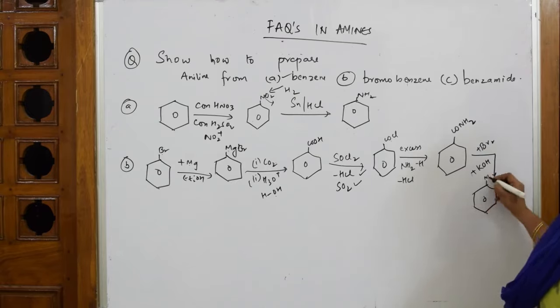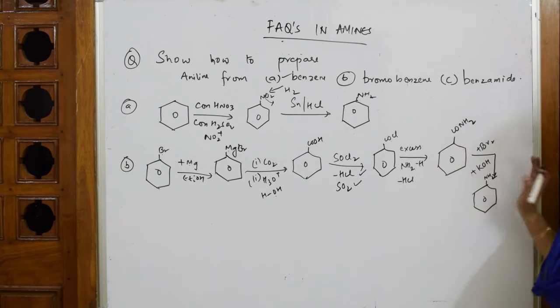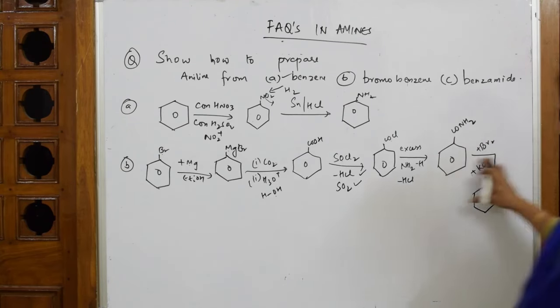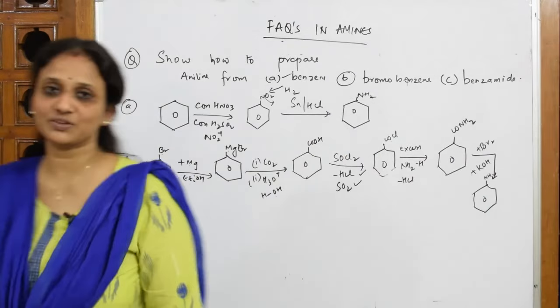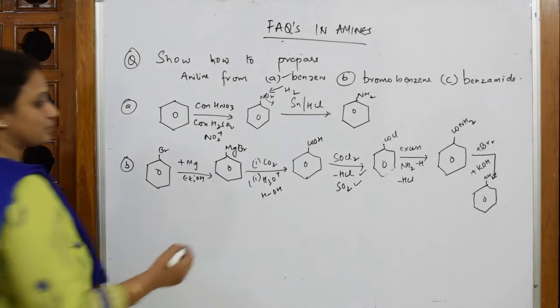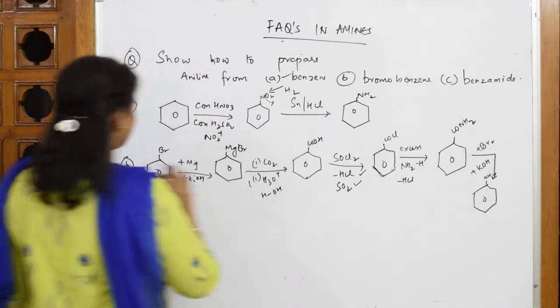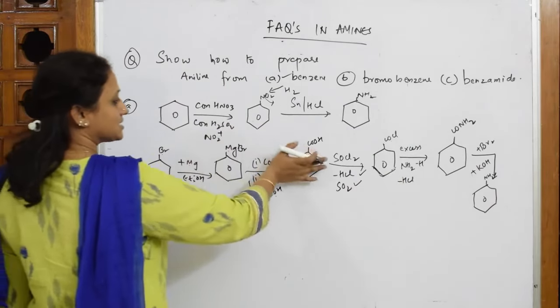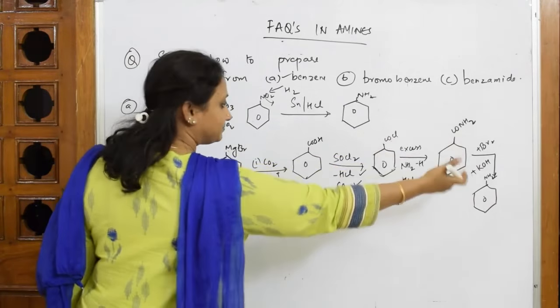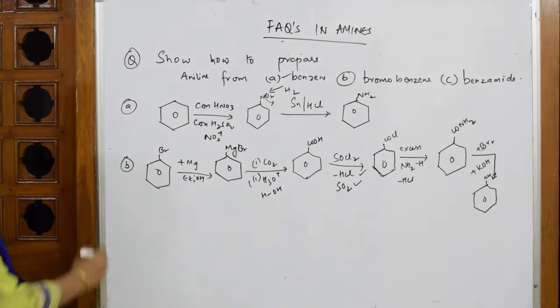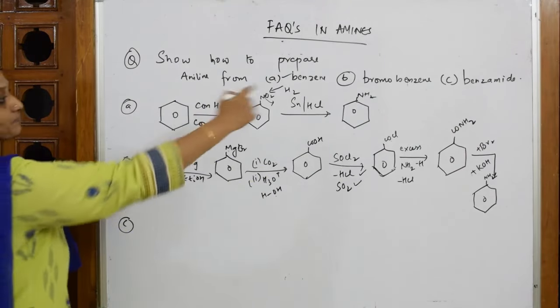aniline and the leftover KBr and all those, that's fine, not a problem. So this is how you're going to do the whole reaction. The simplest way I should tell you, learn this properly. First bromine, Grignard's, acid, acid chloride, amide and amines. Done. Let's come back and see the last one.